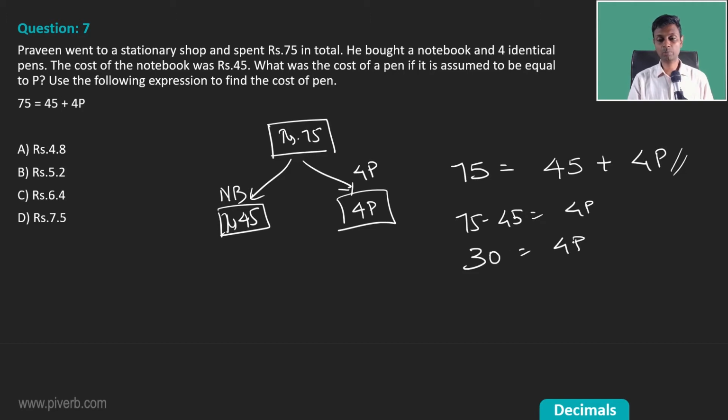30 is 4P. P is 30 by 4, which is 15 by 2. 14 by 2 is 7. This is 7.5. So each pen costs 7 rupees 50 paise or 7.5 rupees.